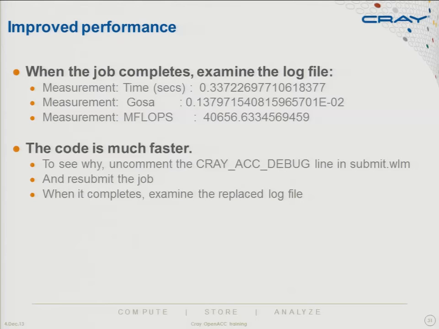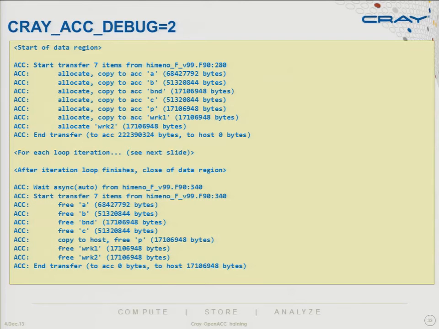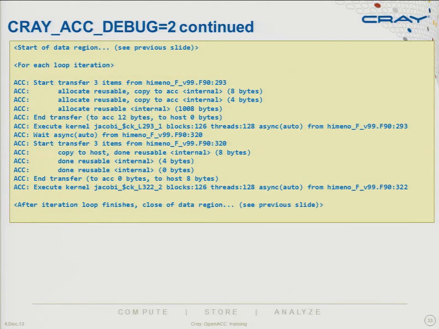Why is it going faster? Well, switch on this CrayPAT debug line again, rerun the job. Now we see, at the start of the data region, we see data movement, but then for each loop iteration, when the iteration loop finishes, we have one bit of data movement. But for the loop iterations, the only data transfers at the start and end are these internal variables which are to do with the reduction that we can't control. So basically, almost no data is moving now.